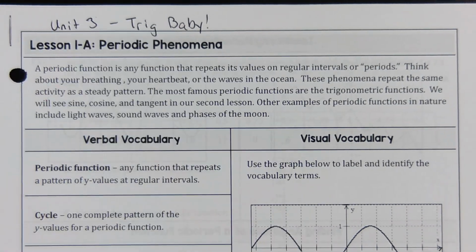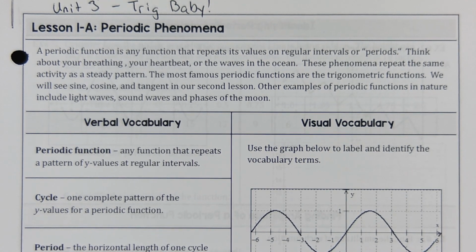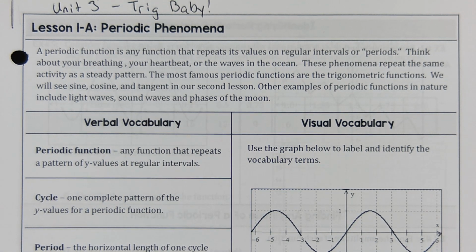Anyway, starting trigonometry, and we're beginning the unit with periodic phenomena. A periodic function is any function that repeats its y values on regular intervals known as periods. Think about breathing, heartbeat, waves of the ocean, tides, things like that. These phenomena repeat the same activity as a steady pattern.